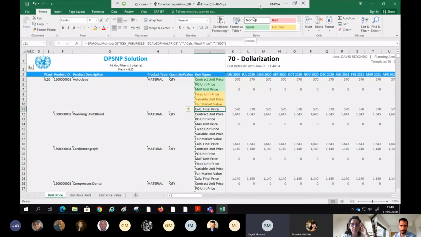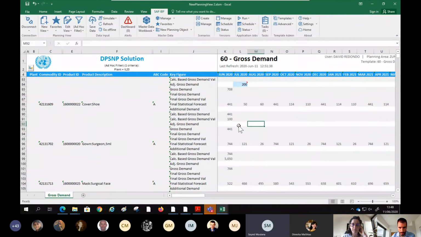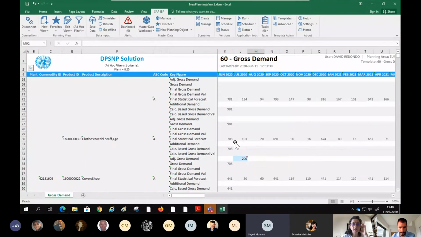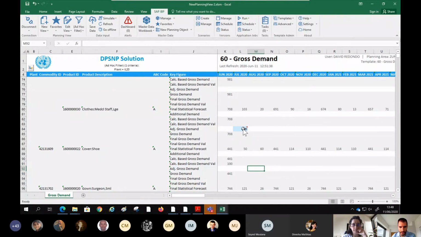I just want to ask you about this. David, you said this adjusted gross demand is the adjusted amount, the outcome, the figure that you would like to have there. So if you go with a figure that you want to be there under adjusted gross demand, then how about the final statistical forecast and additional demand? They may not add up, is it, in the end, with the adjusted gross demand figure that you are going to get there? Exactly. So when you enter the adjusted gross demand, you are overriding the gross demand.